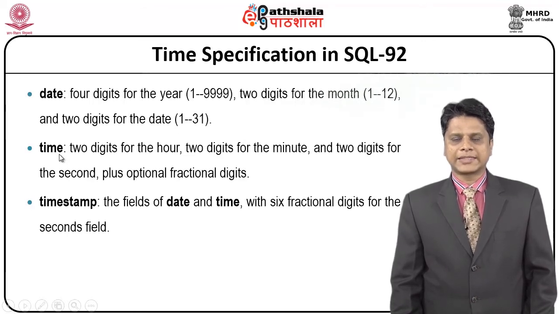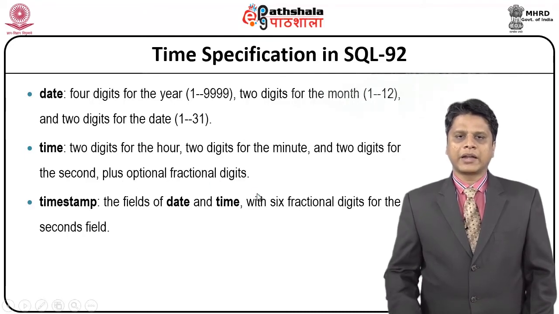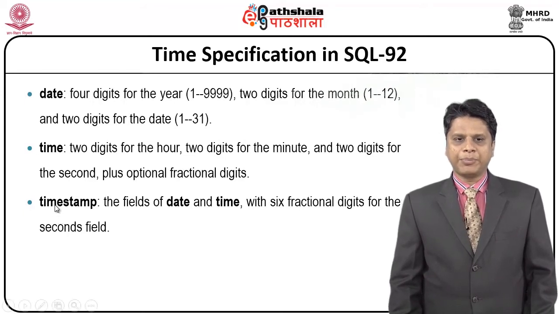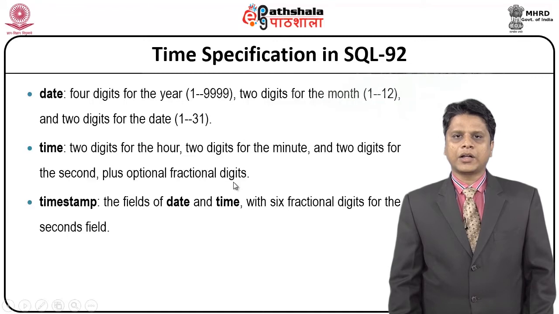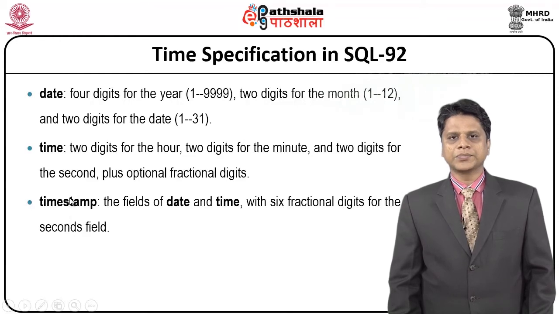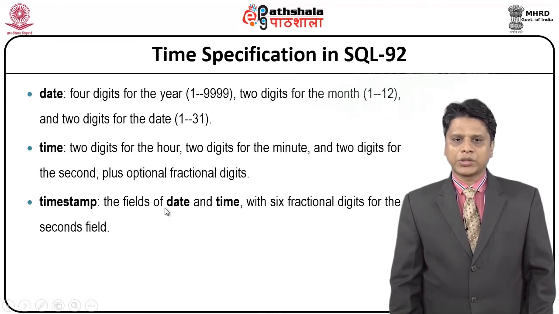Likewise, for time as an attribute, there will be 2 digits for the hour, 2 digits for the minute and 2 digits for the second, plus optional fractional digits. The fractional digits are optional parameters, if we want to include them. Say for a running race, we might need these fractional digits, which are crucial to decide the victory of a particular person. We now look at a timestamp, which includes both date and time, with 6 fractional digits for the second field.